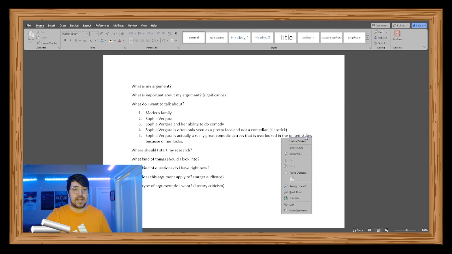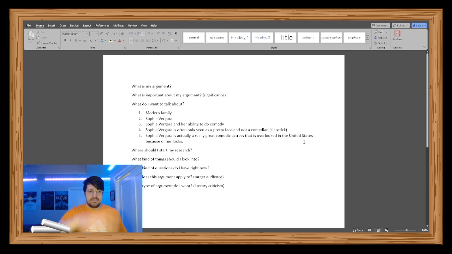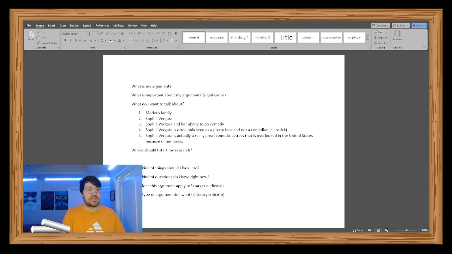Let's see here. Let me fix that. It's bugging me. So when you're done with this, you go into this thing, okay, like this is what I want to talk about right here. This is what I want to talk about. I end up in this fine-tuned area. Where should I start my research? Well, with Sofia, and again, this is going to be up to you how you do it.